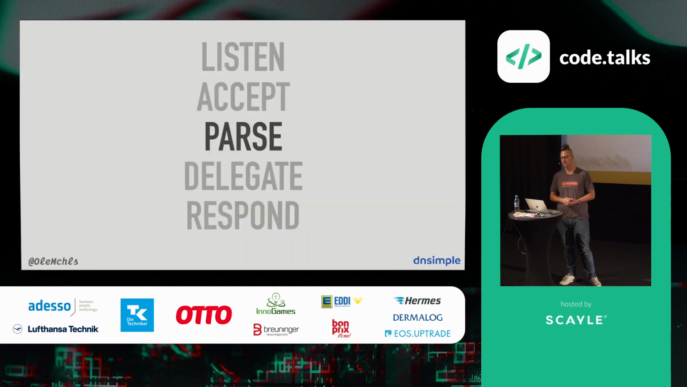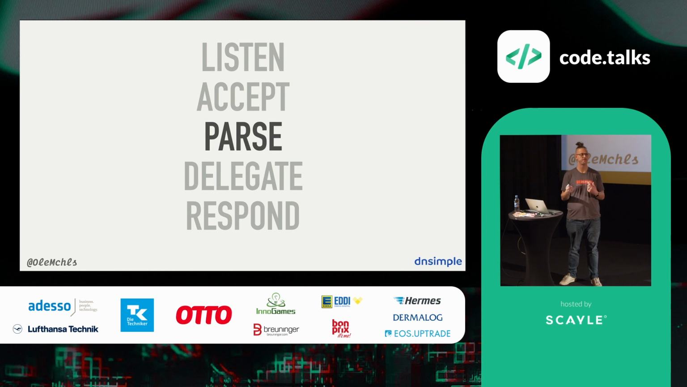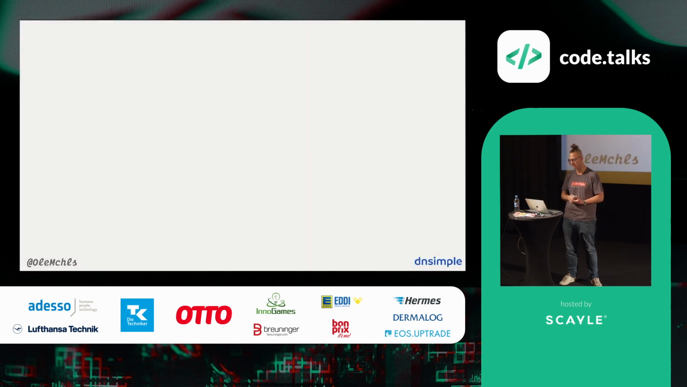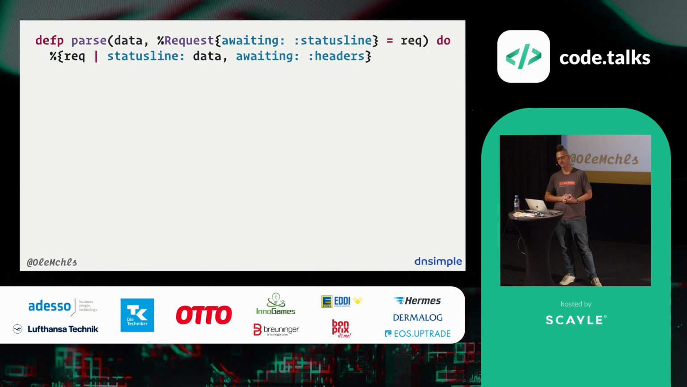So the next thing we need to do is parse the request, right? We need to build it up. Here we see the function definition of parse. Again, we end with the terminating function. Or rather, this is not the terminating function, this is the starting function. If we are awaiting the status line, we know that the request has just been built, so it's the first thing our request needs. Whatever data comes in, it's the status line. So we just update the status line to data. And now we also know that we are awaiting the headers next, because there can't be two status lines.